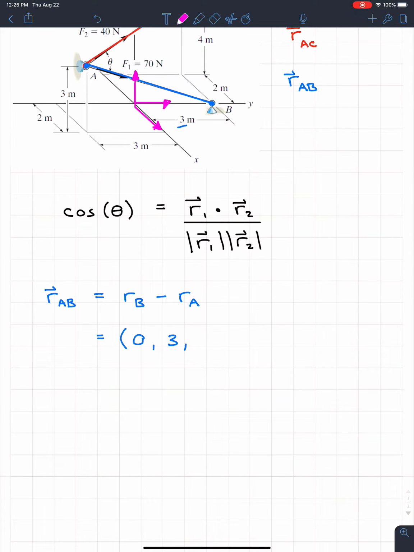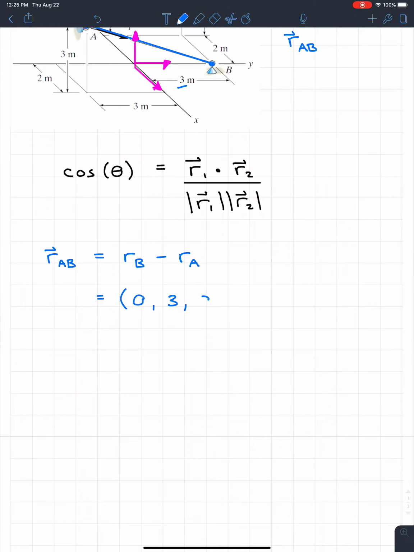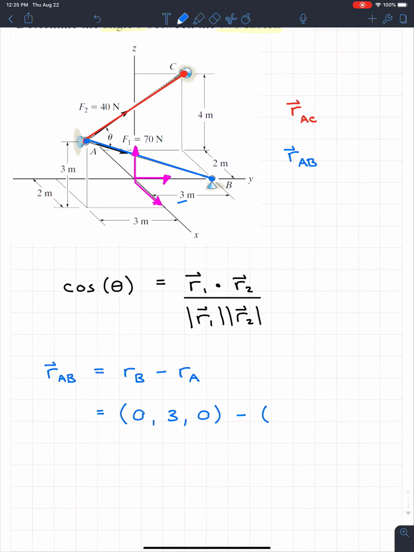But if we look, it's similar to the x-axis where it actually has no z component. So it's going to be 0 again. And we're going to subtract point A. So we're going to look at point A. And the first thing we want to do is find out how far it is along the x-axis. So this direction here. And if we look at that, it's actually 2 meters along the x-axis.